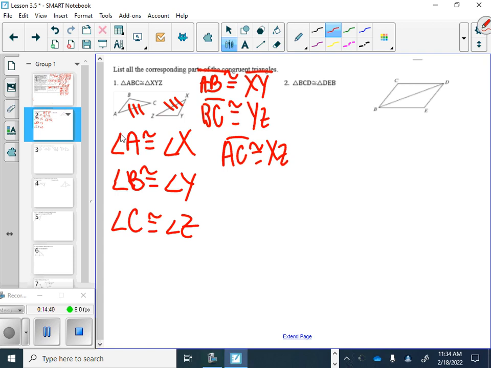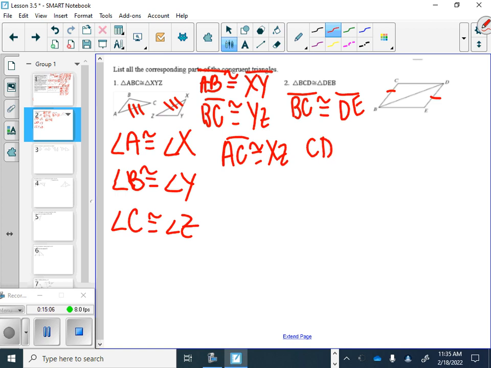Alright, this next one's a little more tricky, but I think for this next one, starting off with the sides is the easier thing to do. Alright, so, which side is congruent to BC? DE. Okay, BC is the first two letters, DE is the first two letters. So BC and DE are congruent to each other.